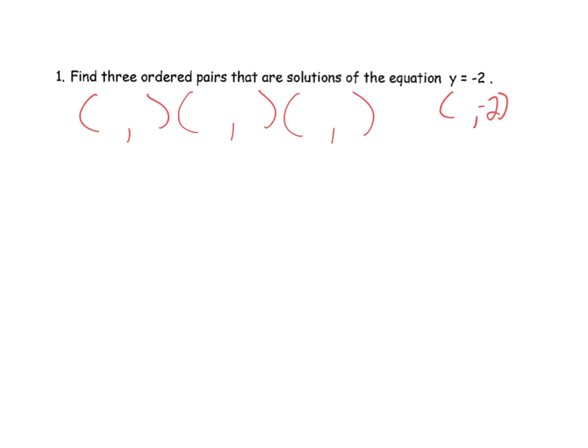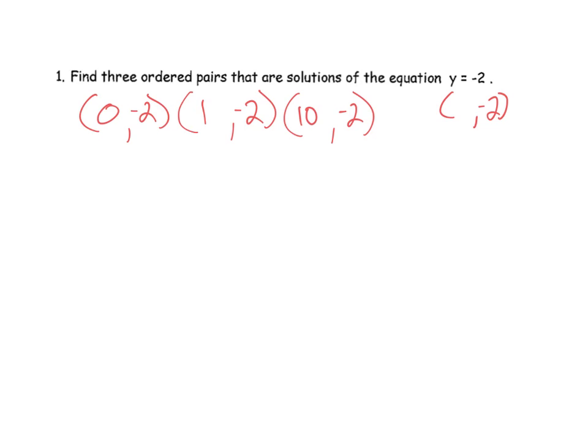So, Amelia, what's one of your ordered pairs? 0, negative 2. Perfect. Y is negative 2. Awesome. Joseph, what's one of your ordered pairs? So y has to be negative 2. 1, negative 2. Awesome. Ashton, what's one of yours? 10. And you have to say negative 2. I already got my 3. Thank you, though.